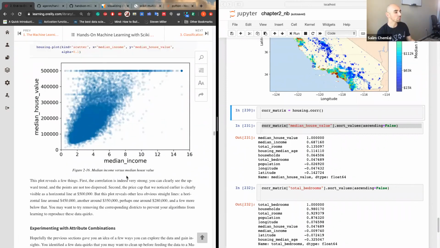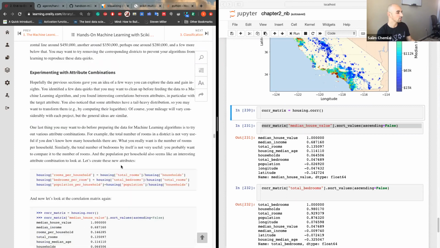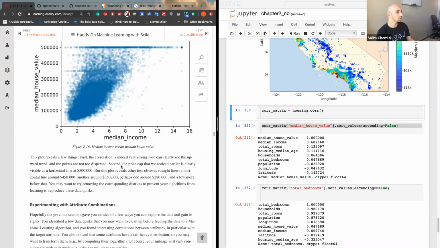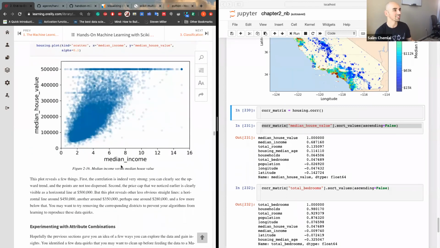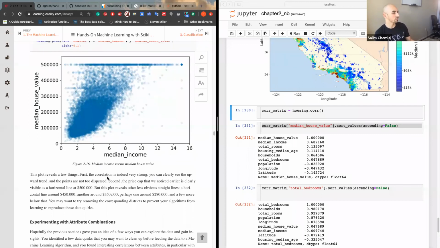Anybody maybe want to talk about this one here? What are we looking at? The correlation is very strong. Yes, we can see the correlation is very strong. You can clearly see the upward trend and the points are not too dispersed. Second, the price cap that we noticed earlier is clearly visible as a horizontal line.